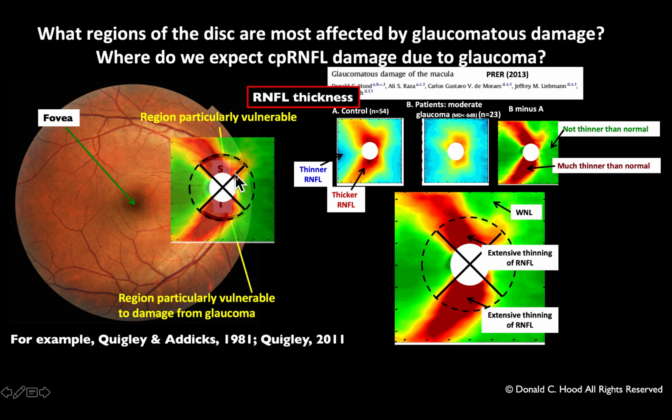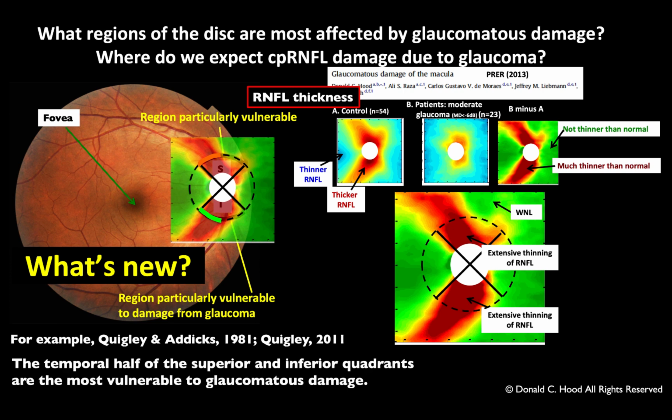All right, so if we superimpose it on the traditional view, we can see that it's largely in agreement, except that instead of the entire quadrant being particularly vulnerable to glaucoma, it's the temporal half here and here and here, these temporal regions that are particularly vulnerable. So what's new? The temporal half of the superior and inferior quadrants are the most vulnerable to glaucomatous damage, not the entire quadrant. So here and here.